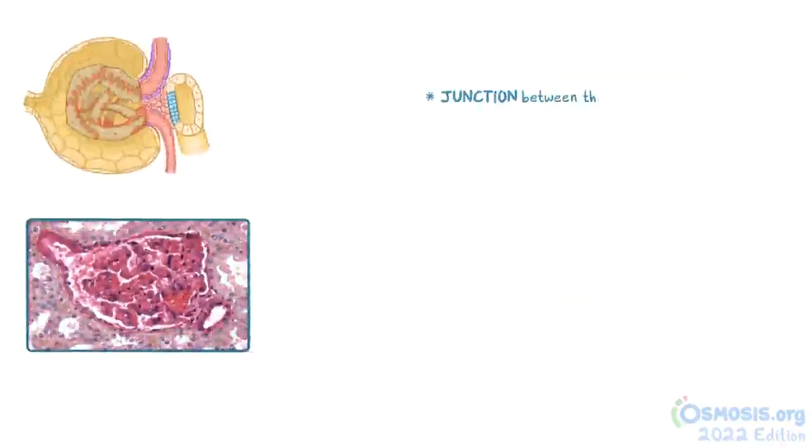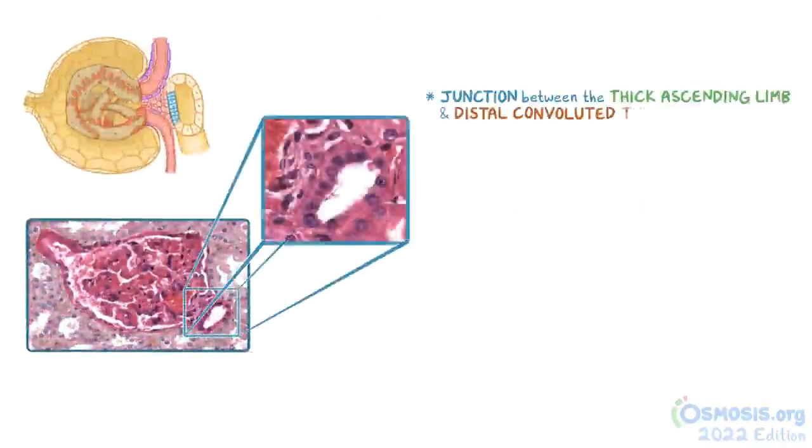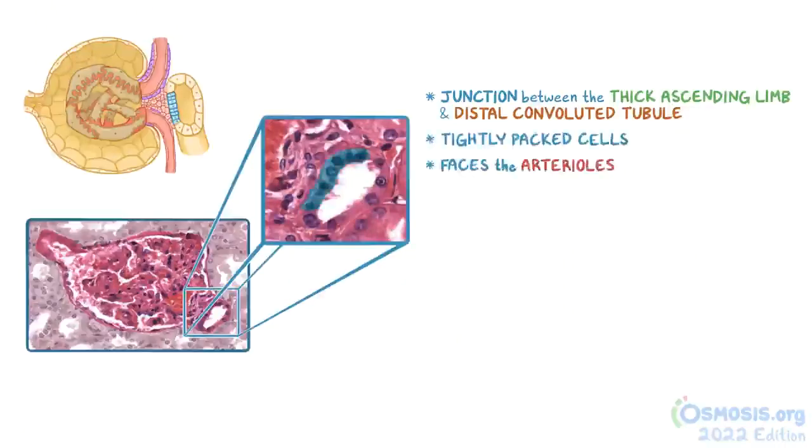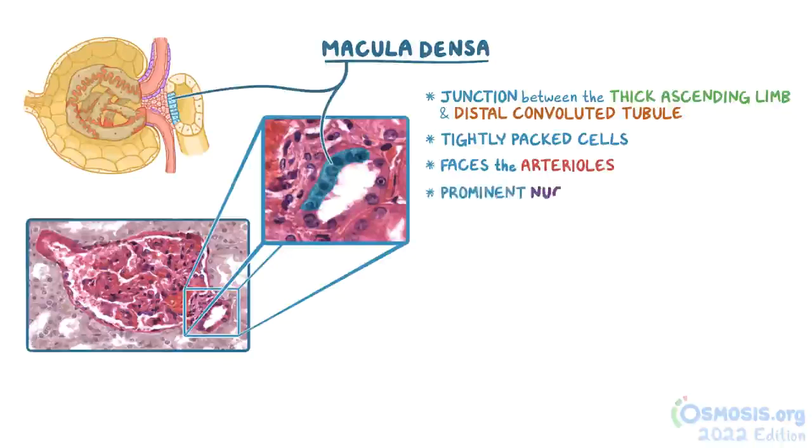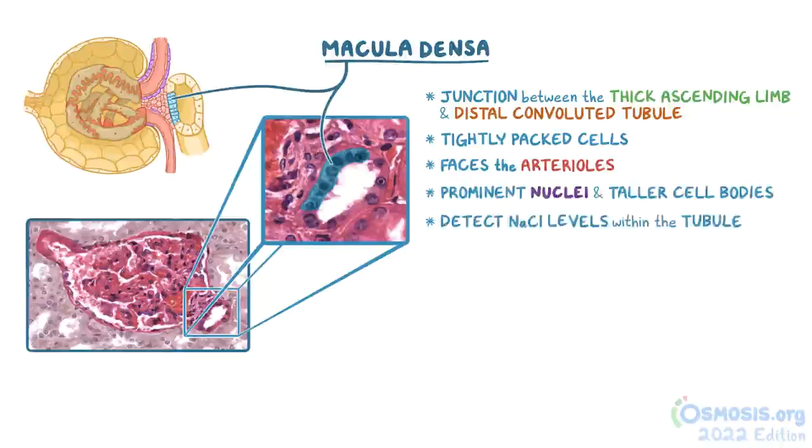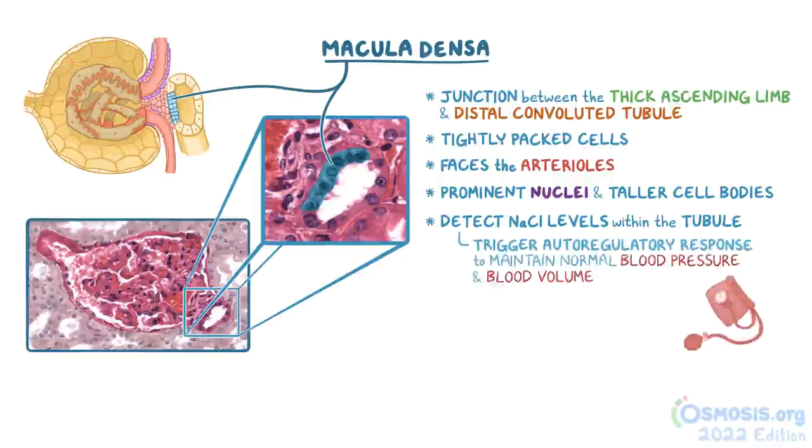At the junction between the thick ascending limb and the distal convoluted tubule is a portion of the tubule with tightly packed cells that face the arterioles entering the glomerulus. This area is called the macula densa. The cells here often have prominent nuclei and taller cell bodies. The cells are able to detect changes in sodium chloride levels within the tubule. This allows them to trigger an autoregulatory response when needed in order to help maintain normal blood pressure and blood volume by increasing or decreasing the amount of water and ions the kidney reabsorbs.